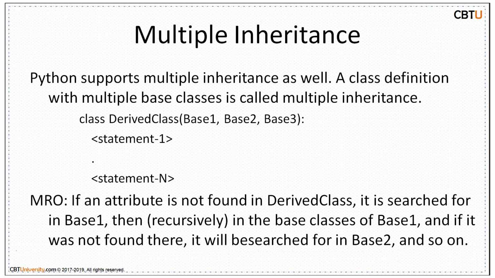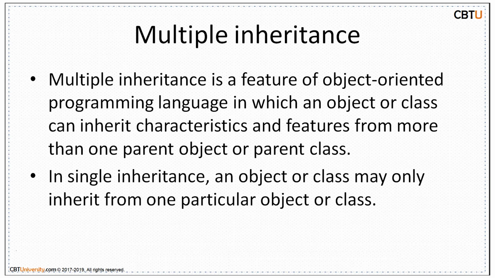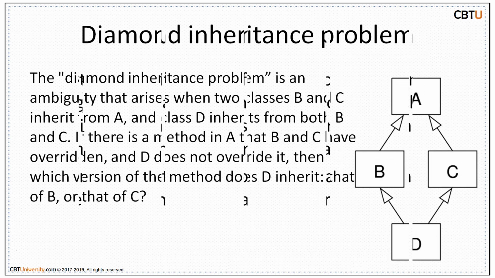When a class is derived from multiple base classes, it is called multiple inheritance. Multiple inheritance brings method resolution issue. Let us see the diamond inheritance problem. An ambiguity arises when two classes B and C inherit from A and class D inherits from both B and C. If there is a method in A that B and C have overridden and D doesn't override it, then which method does D inherit? That of B or C?